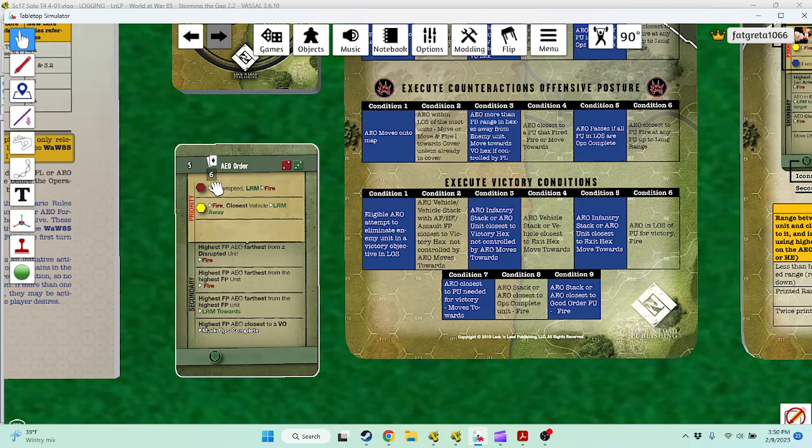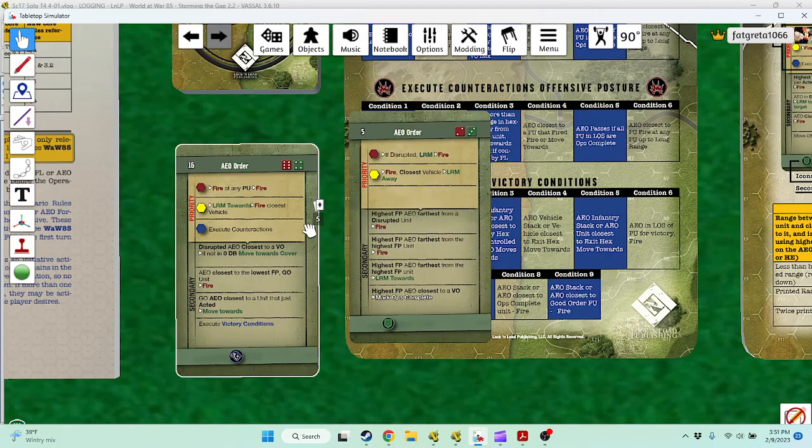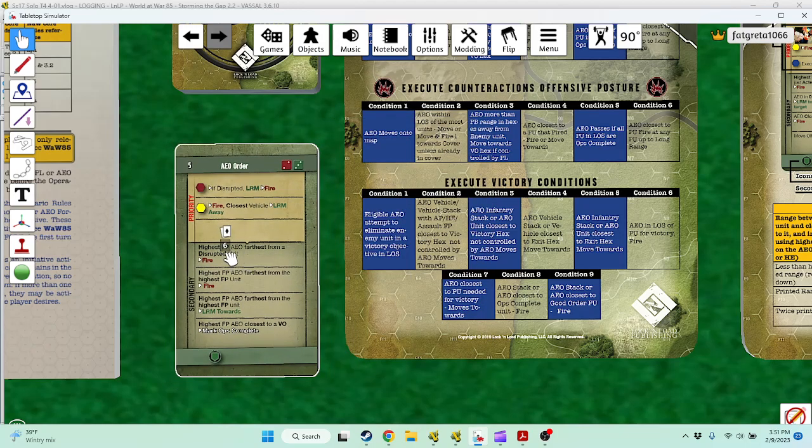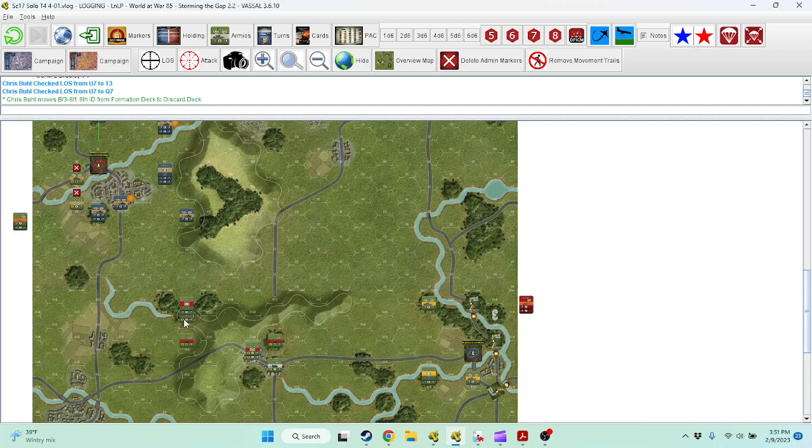So if there's any unit within point-blank range of the unit, if they're disrupted, they're supposed to do a low-risk move, which is defined in the rules, basically make sure you don't get shot. And maybe the fact that this one did not say low-risk move, it just said move towards cover, maybe I should have interpreted that more strictly. But woulda, coulda, shoulda. So if disrupted, low-risk move. If not, fire at a point-blank range unit. Now let's take a look here.